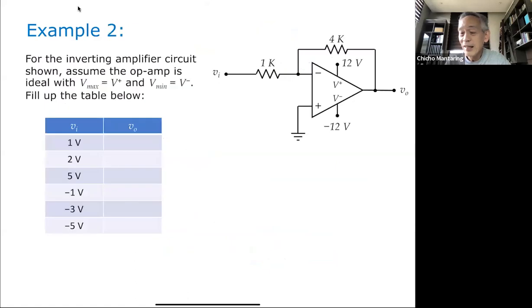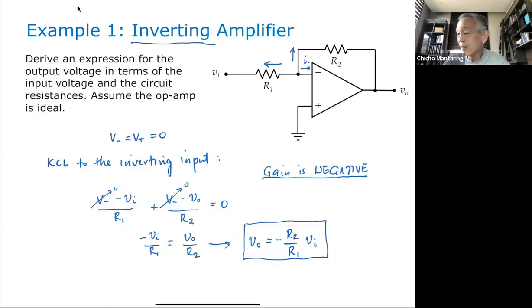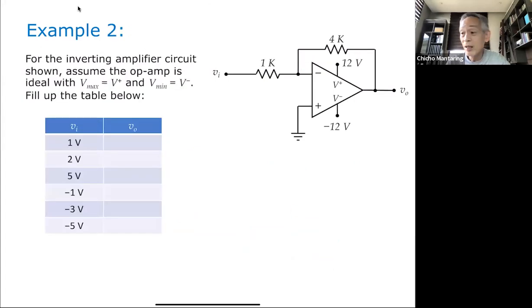Okay. Here's example 2. So this is now my inverting amplifier. Same circuit. And I already know that V sub O is equal to minus R2 over R1 times V sub I. So what is my expression for V sub O here? Clyde, can you tell me what is V sub O? Expression for V sub O.